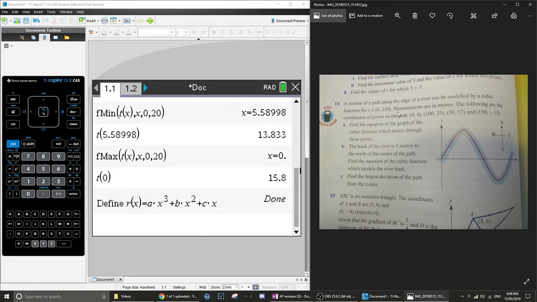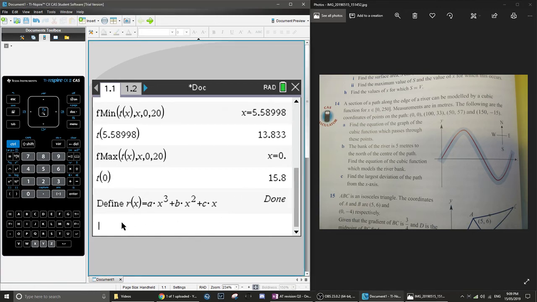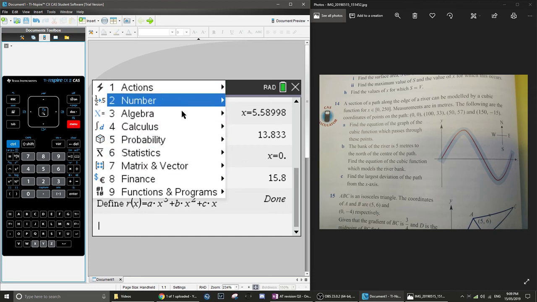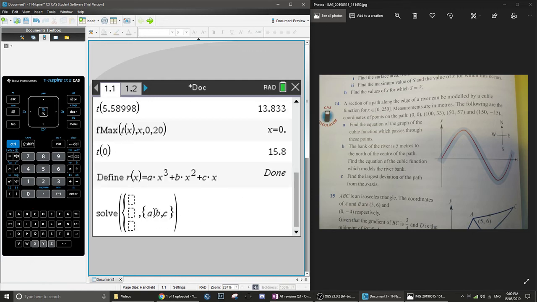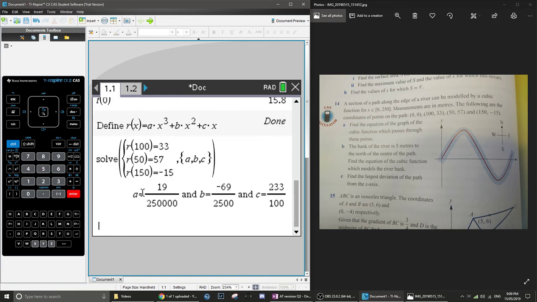Okay, so I have 3 unknowns. I'm going to have 3 coordinate points. So we're just going to menu, solve system of equations. We have 3 unknowns, a, b, c. Okay. And we can put them in where we have river of 100 equals 33, river of 50 equals 57, and river of 150 equals negative 15. Solve, there we go, there's our variables.